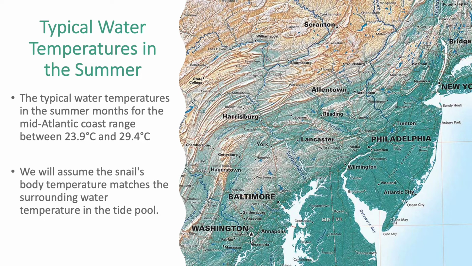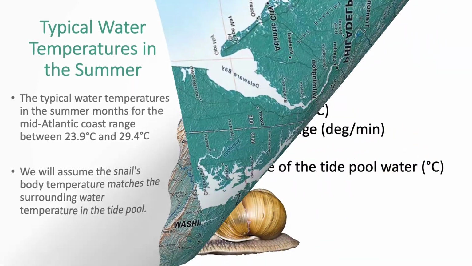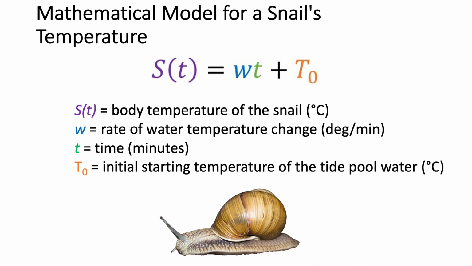For our model, we will assume that the snail's body temperature matches the surrounding water temperature in the tide pool. The mathematical model for a snail's temperature is very similar to the model we created earlier for water temperature. This time, our model shows how the snail's body temperature changes with time. Once again, W represents the rate of water temperature change, T represents the time, and T initial represents the initial starting temperature of the tide pool water.